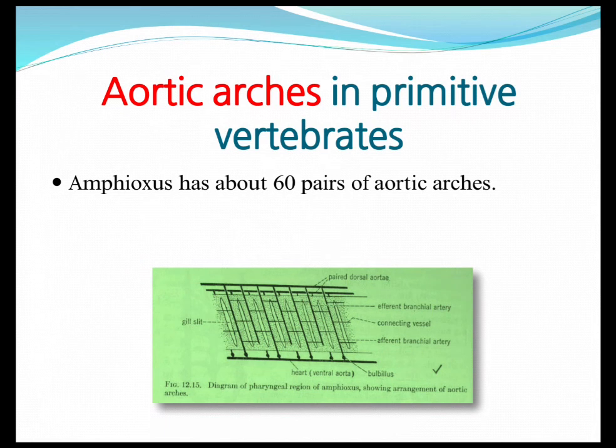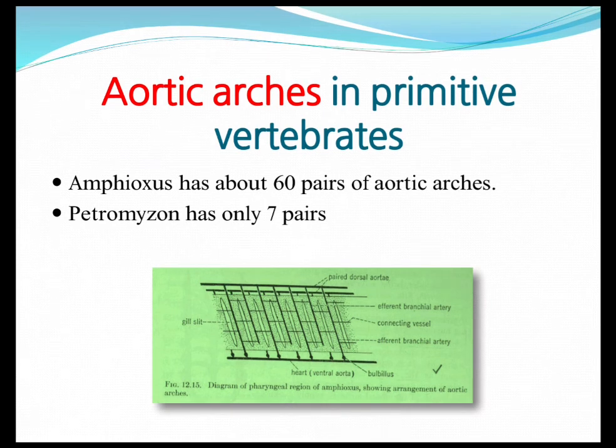That is the diagram I was talking about, which we had seen in the case of the evolution of the heart. Here we have the ventral aorta, we have 2 dorsal aortae, and we have numerous aortic arches. These are 60 in pairs.